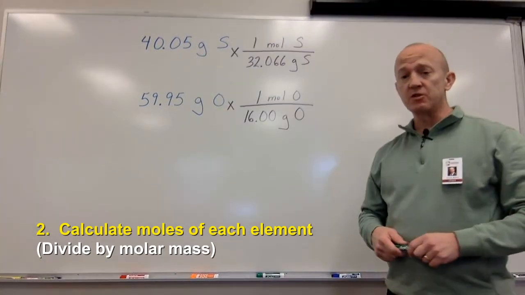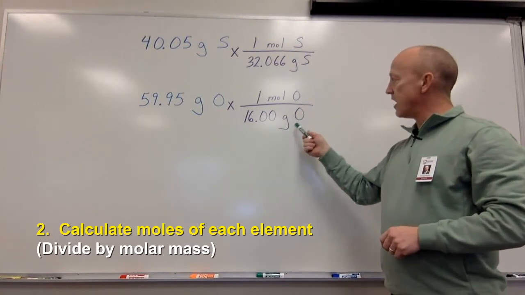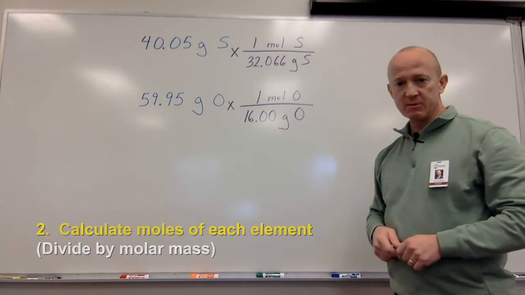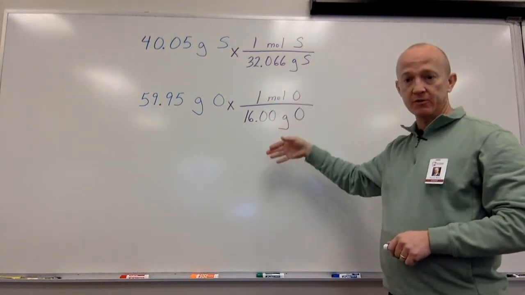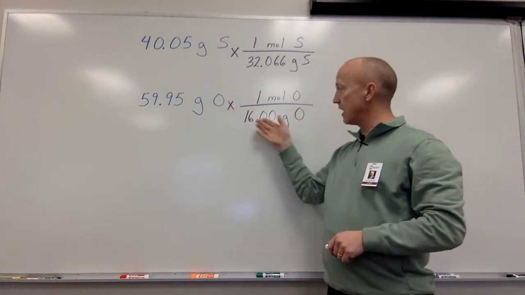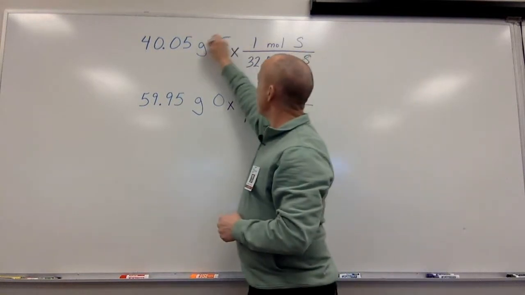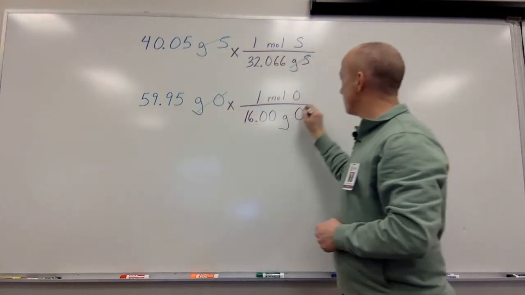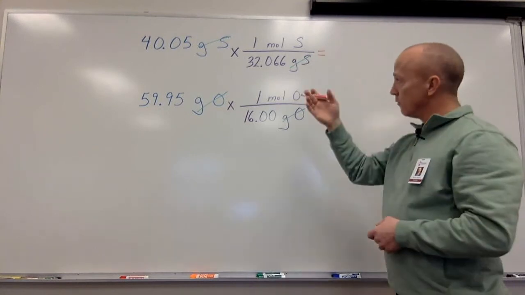The molar mass of sulfur is 32.066 grams per mole. The molar mass of oxygen is 16 grams per mole. You'll notice that I have the molar masses on the bottom of these conversion factors. That will, in essence, allow me to divide, won't it? When I arrange it in this fashion, the gram units cancel, and I'm left with moles, which is exactly what I want. Now to make the calculations.